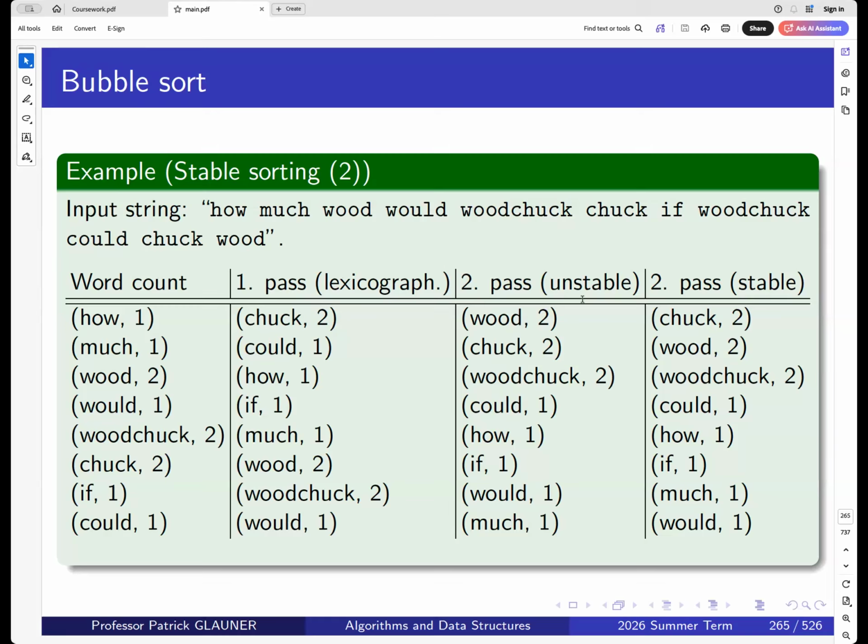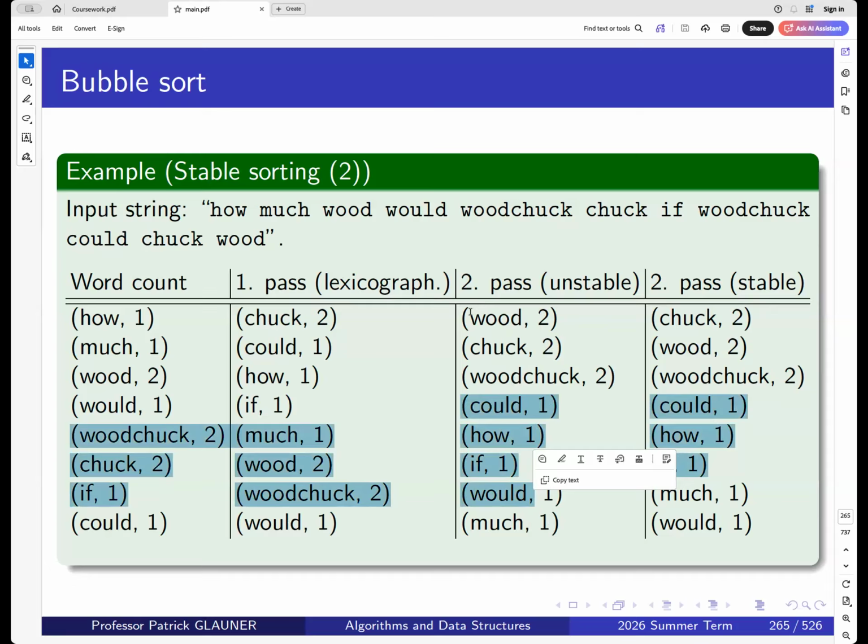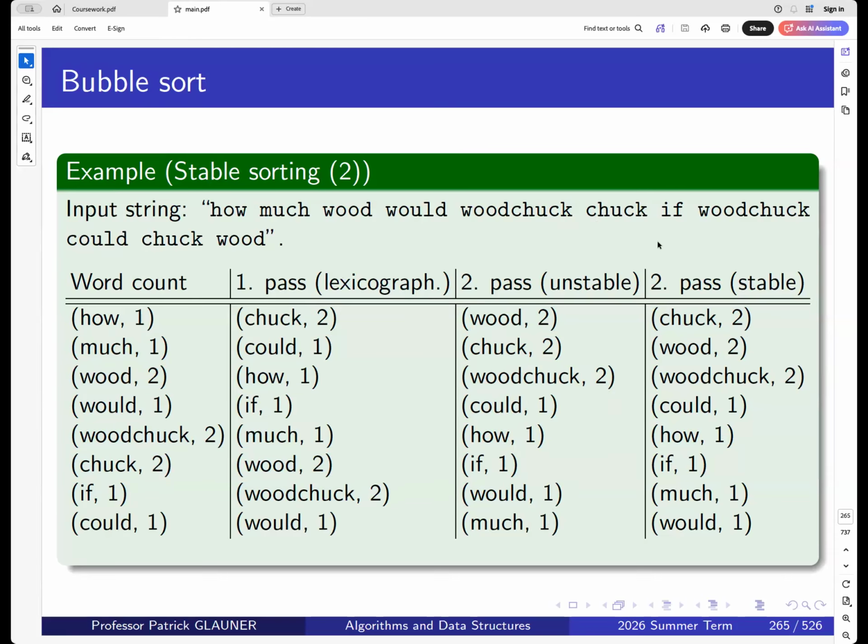And if I take an unstable algorithm, yes, I would get first all the entries with value 2, and then all the entries with value 1. But within the group of 1s and within the group of 2s, I may have a different order, and I'm not preserving the order from the first pass. And that would be an unstable sorting algorithm.